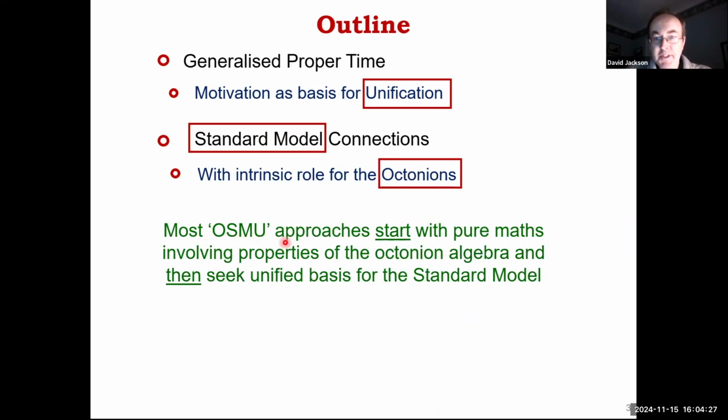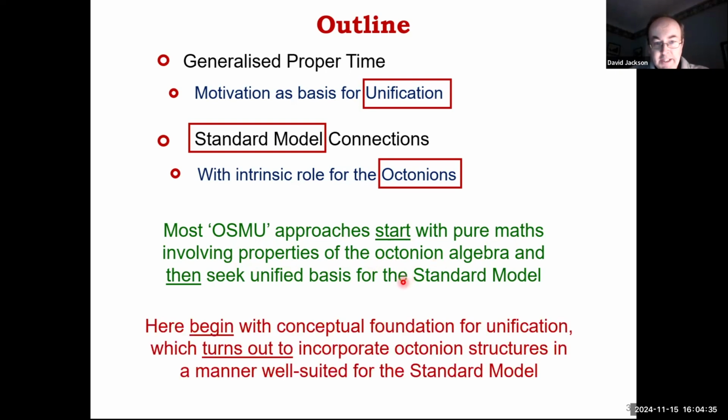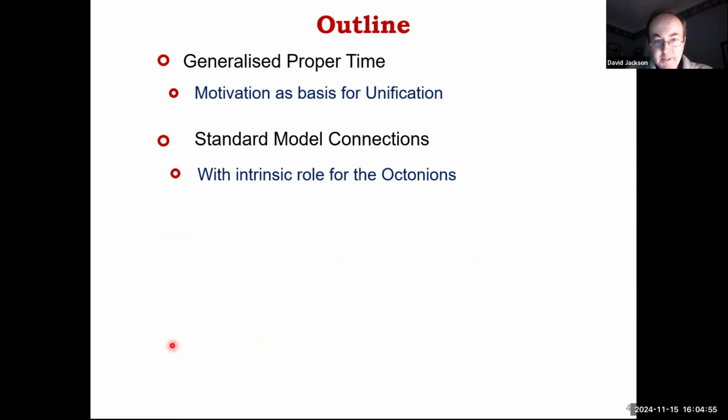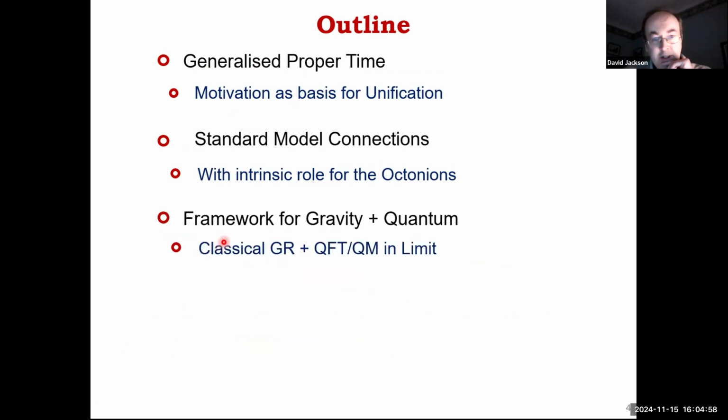But most OSMU approaches start with the pure mathematics involving, say, the octonion algebra, and then seek a connection with the standard model. Here, I started out with this conceptual foundation for unification based on generalizing proper time, which turns out to incorporate the octonions in a manner that's suited for the standard model. So I'm mainly going to focus on the conceptual picture of how the theory works and just summarize how it connects with the standard model and the mathematical structures involved. The next part of the talk, I'll talk about how you can put together a framework for combining gravity with quantum theory.